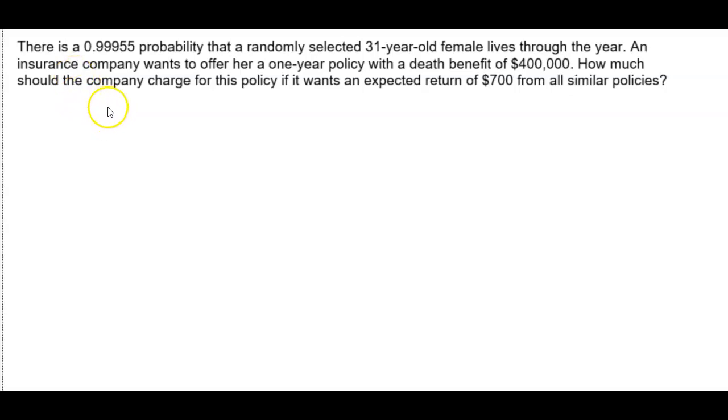There is a 0.99955 probability that a randomly selected 31-year-old female lives through the year. An insurance company wants to offer her a 1-year policy with a death benefit of $400,000. How much should the company charge for this policy if it wants an expected return of $700 from all similar policies?